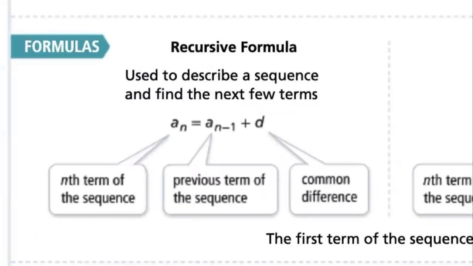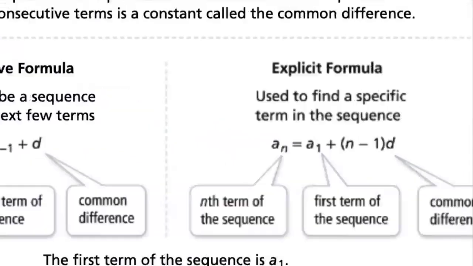The first formula is called the recursive formula. You're going to use this to describe a sequence and to find the next few terms. a_n is the nth term of the sequence. This formula requires you to know the previous term. So a_(n-1) means the previous term, and then d is the common difference. This formula is not really used a lot in math. It's mostly used in coding. So if anyone gets into coding, this is pretty much what you use if you're ever trying to find the next term.